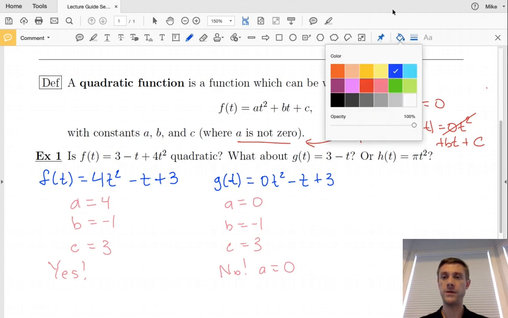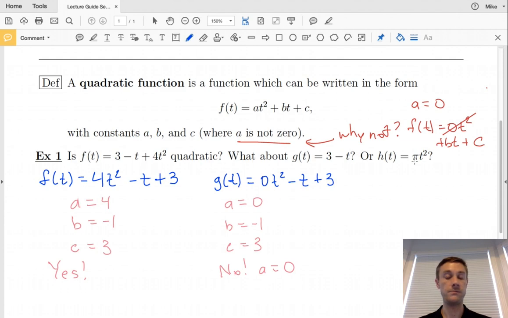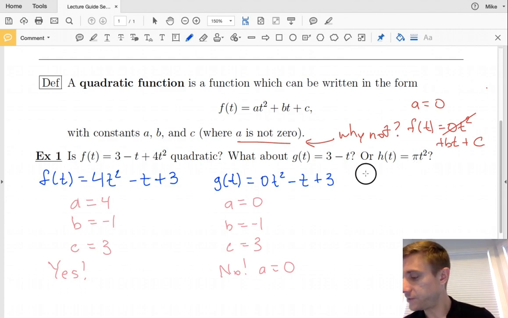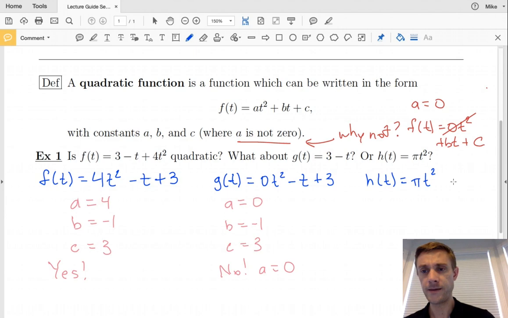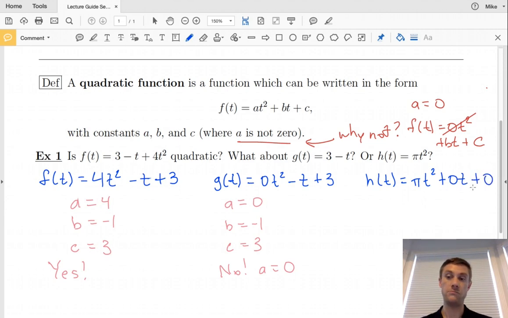One more of these to think about. So h of t, so this is, all right, pi times t squared. And if we were going to play the same game with this one, we would try to write it, so there's only one term, I guess we'll put that first, there's t squared. And then if we really were forced, we could say this is 0t and plus 0. That technically is the same as that formula up top.